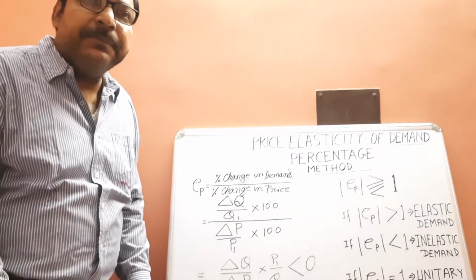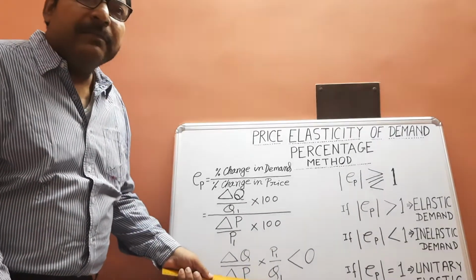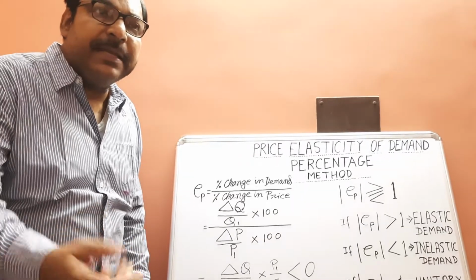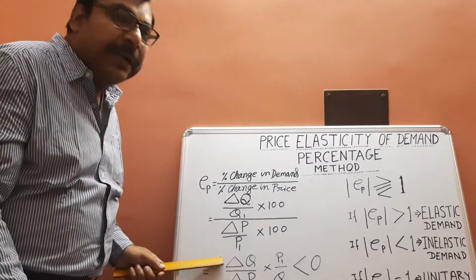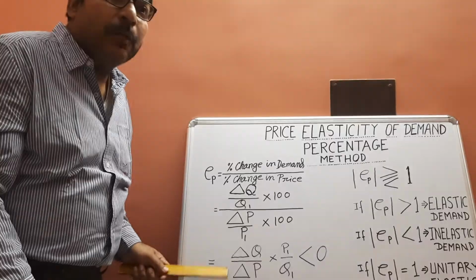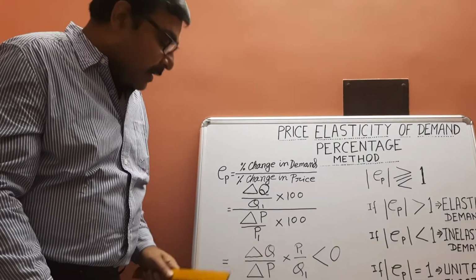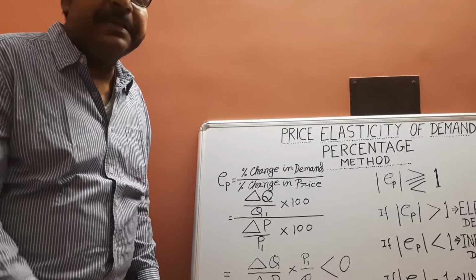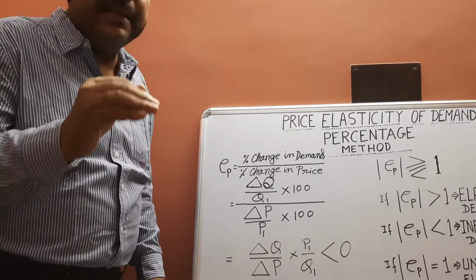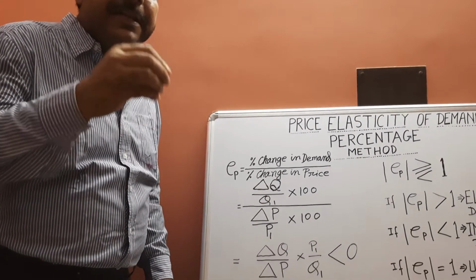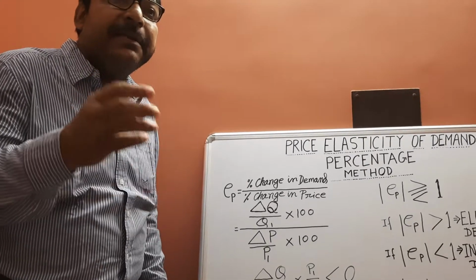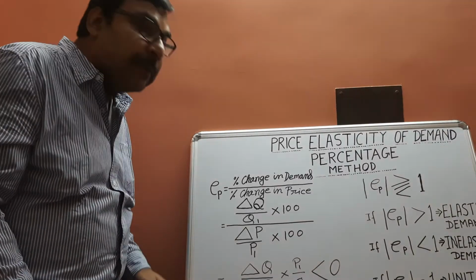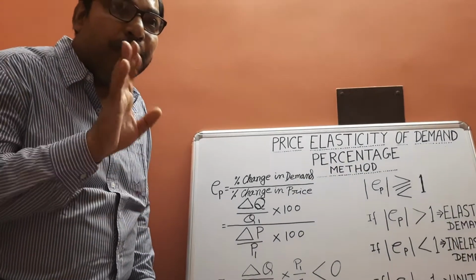Price cannot be negative. Q1, initial demand. Demand cannot be negative. So which one is negative? Either delta Q or delta P. One of them will be negative. Delta Q means change in demand. Delta P means change in price. Change in demand, change in price, a difference. A difference may be positive, may be negative, may be 0. And there is a possibility that one of them will be negative, not both of them.